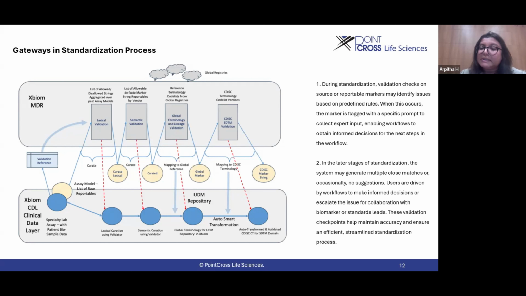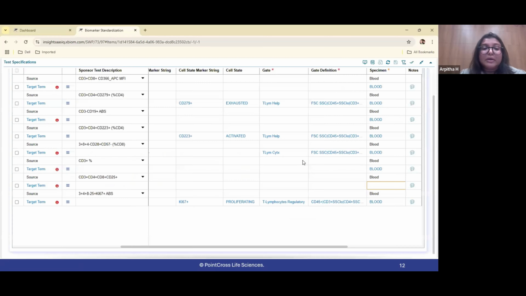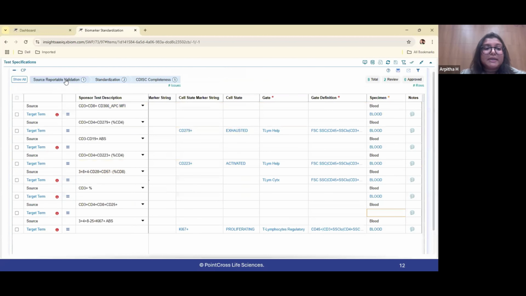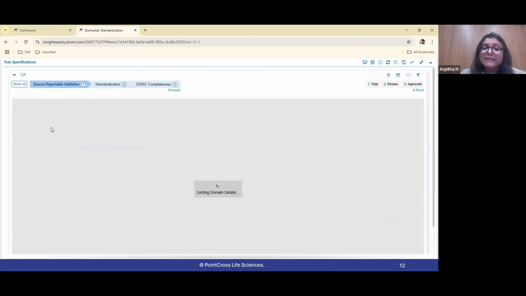During this process, there are chances where a set of markers can be recommended to multiple cell populations. In that scenario, a decision-making workflow will be prompted where the user can resolve the issue based on the inputs provided by the tool, or can call for an expertise review by the scientific lead or the biomarker lead and take necessary actions. So these are the validation checks that happen.